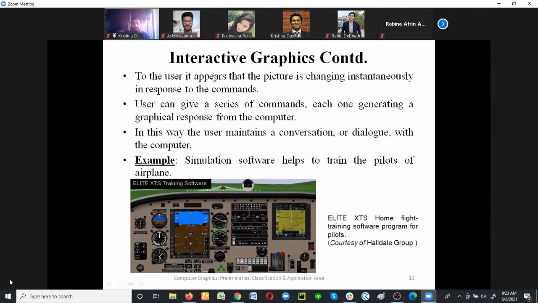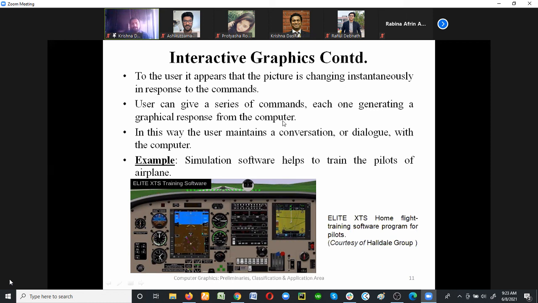We also have some other software which is heavily used, like simulation software for training. So for the user, it appears that the picture is changing instantaneously in response to the command. You are giving a command and instantly it changes. The user can give a series of commands, each one generating a graphical response from the computer.